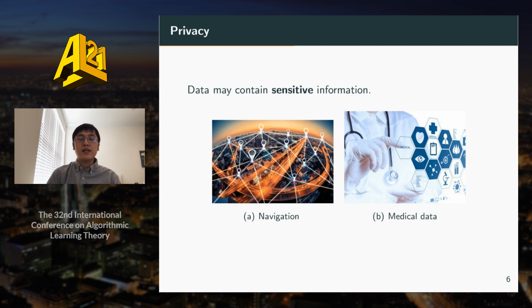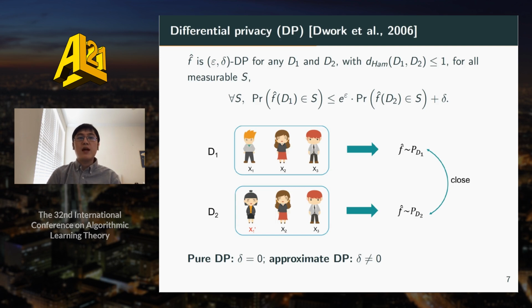These are classic statistical inference problems, but there are some new challenges. One challenge comes from privacy. As we all know, data may contain sensitive information. For example, in some real applications, like navigation or medical data, the data are highly sensitive. So it remains an interesting problem how to carry out statistical inference and meanwhile protect the privacy of individual users. There are many notions of privacy, of which the most famous one is differential privacy.